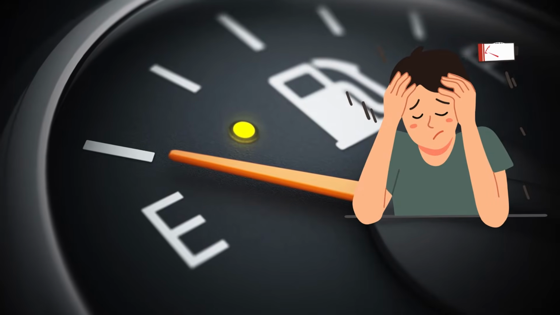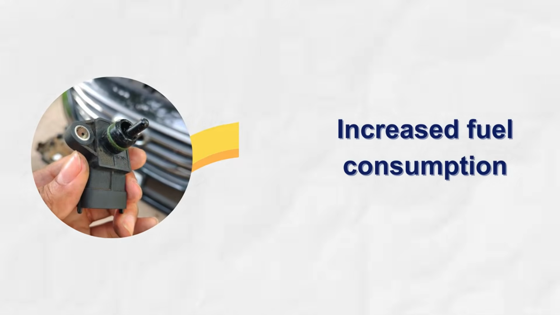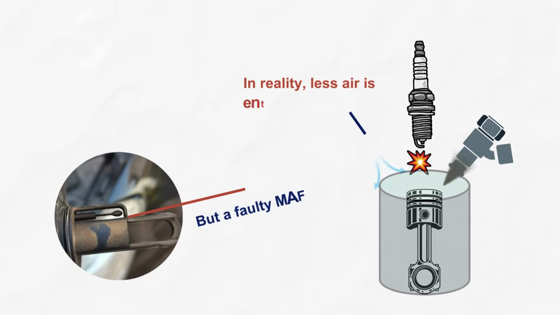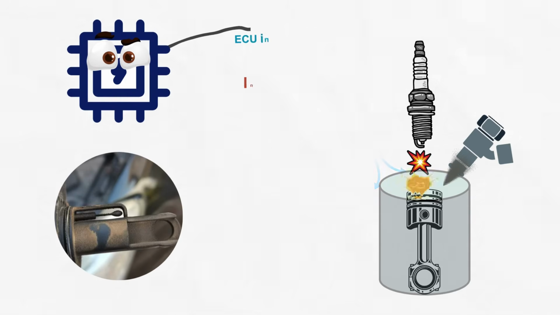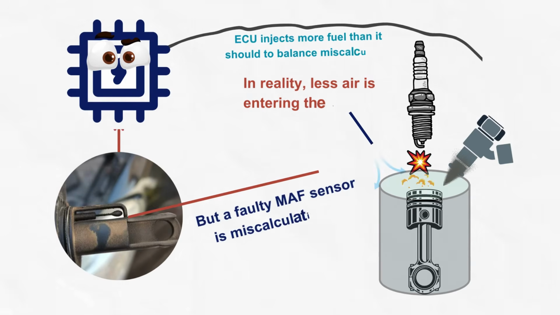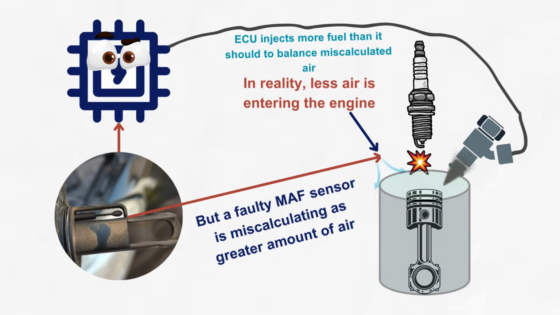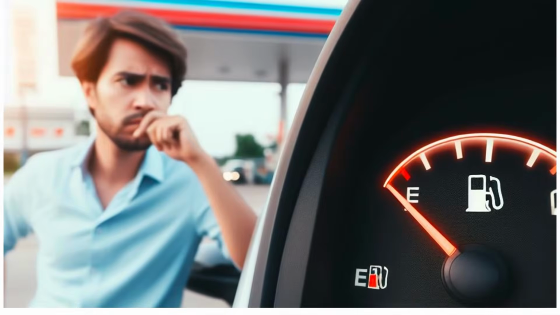Symptom 3: reduced fuel economy. The faulty mass airflow sensor can cause too much fuel to be put into the engine. This happens because the sensor incorrectly measures the amount of air going into the engine. It makes the engine control unit think more air is coming in, so it adds more fuel to balance the air-fuel mixture. This leads to a noticeable decrease in fuel efficiency.